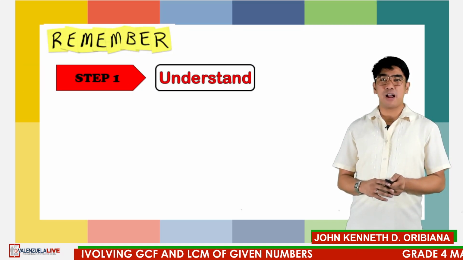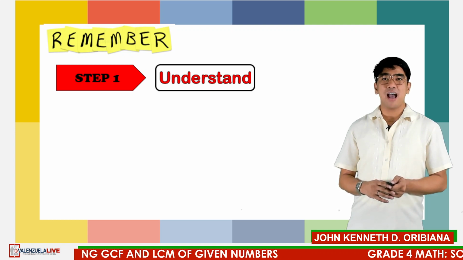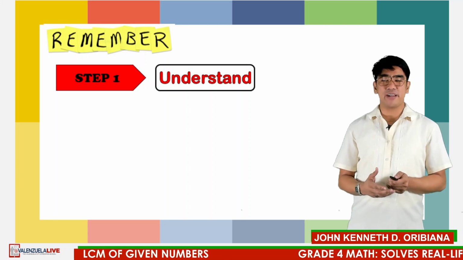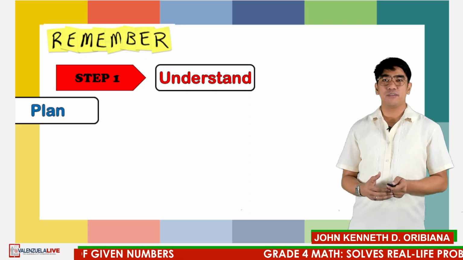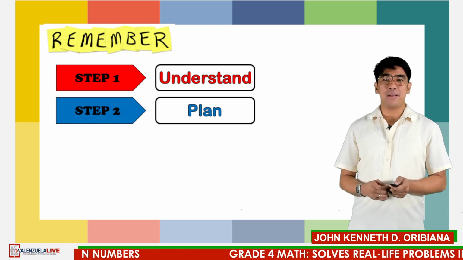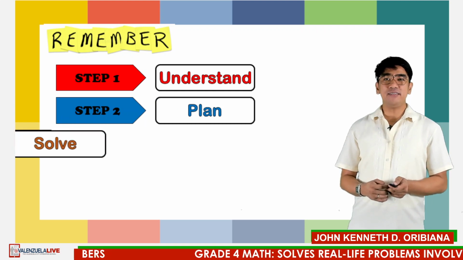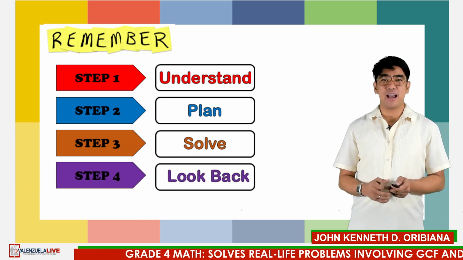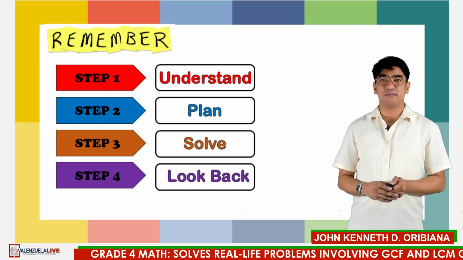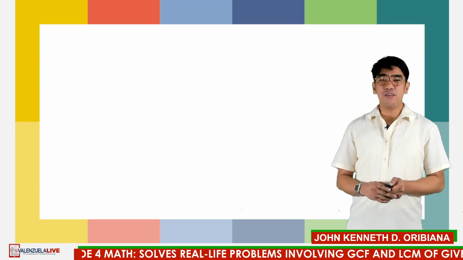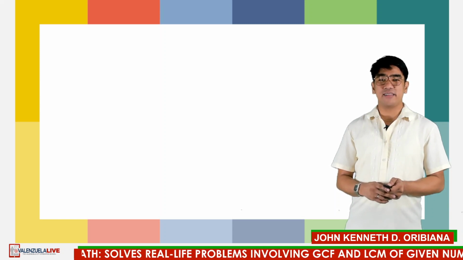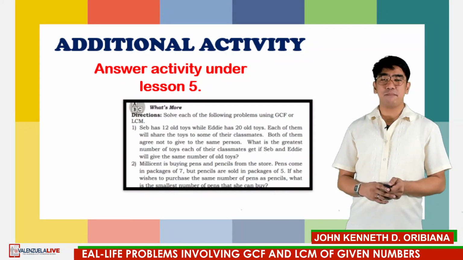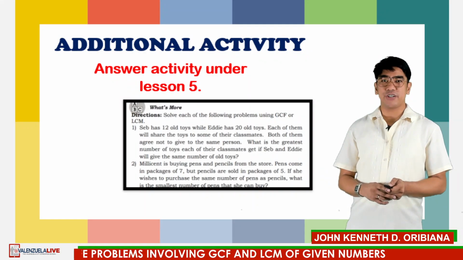To solve word problems, the first step is to understand. Under understand, we have what is asked, what are given, and the word clue. Second step is to plan. Third step is to solve. And for the fourth step, we have look back or checking. If you don't have any questions, this is your activity at home. Checking of the activity will be done by your discussion teacher.